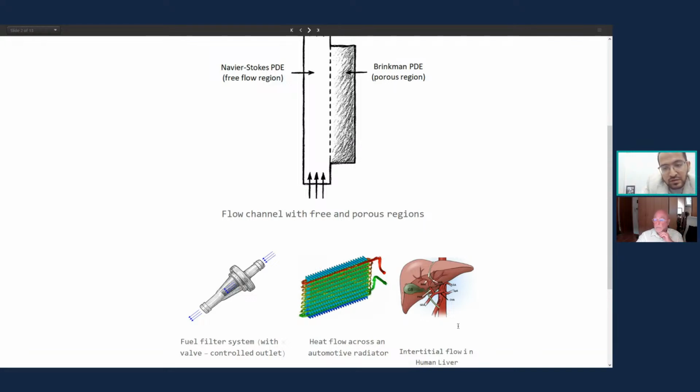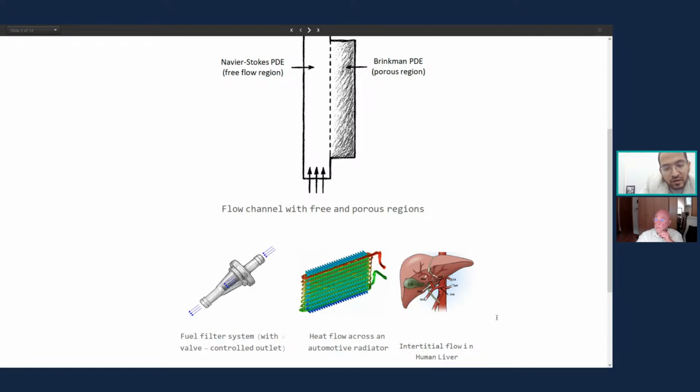Similarly, also in the human body, let's say take the human liver, which has all sorts of enzymes going into and out of the bloodstream, and this is called interstitial flow. So you can also find this kind of example in the human liver, where you have different physics or different PDEs governing the different regions of the system.